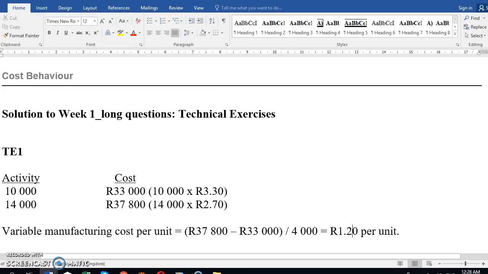Alright, so that is the answer to technical exercise number 1. I'll check back in the next video with the answer to technical exercise number 2.